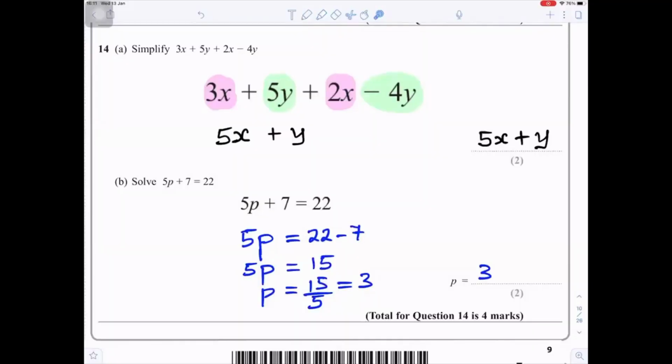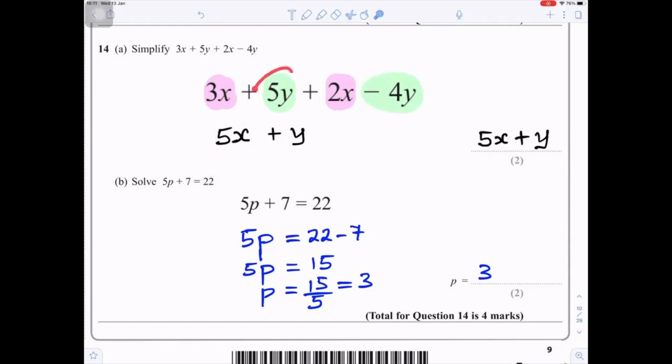Question number 14. Simplify 3x plus 5y plus 2x minus 4y. So we have to collect like terms. To collect like terms, I've put them in the same color. 2x and 3x are like terms because they have x in them. So adding 2x plus 3x is 5x.